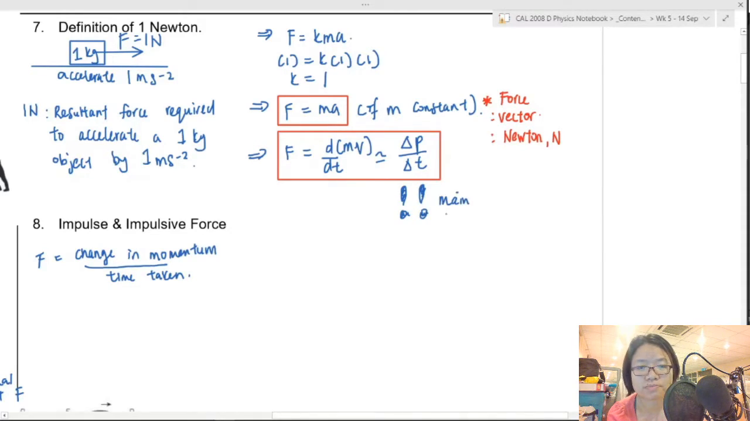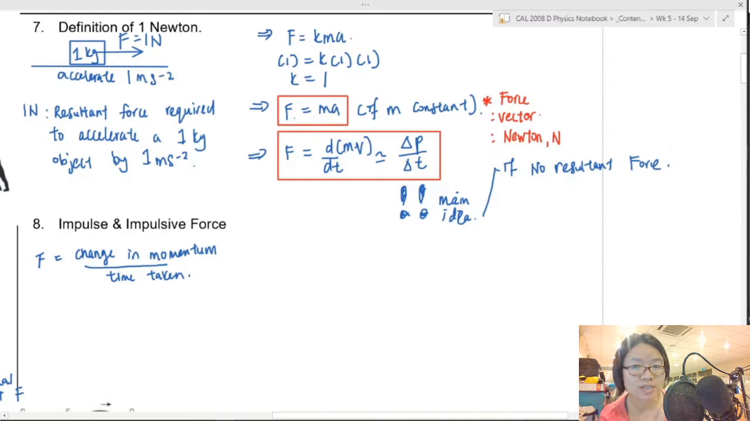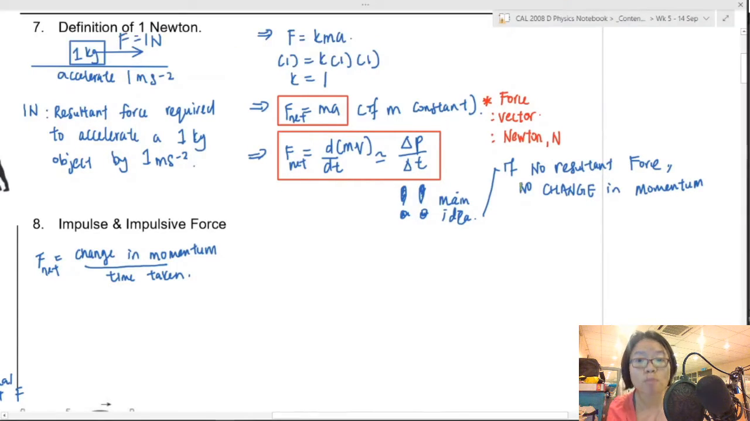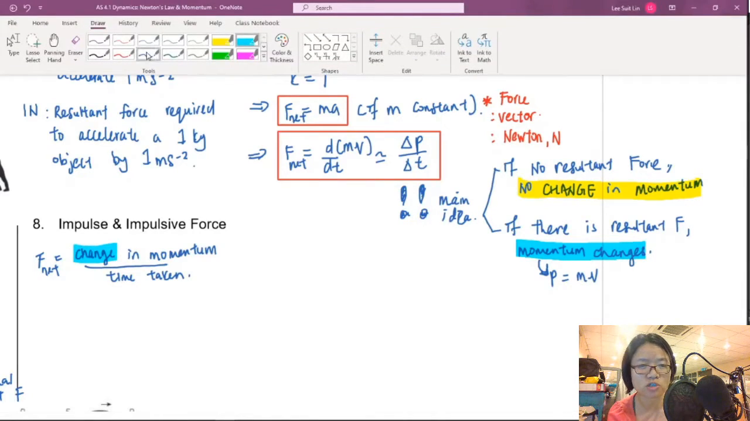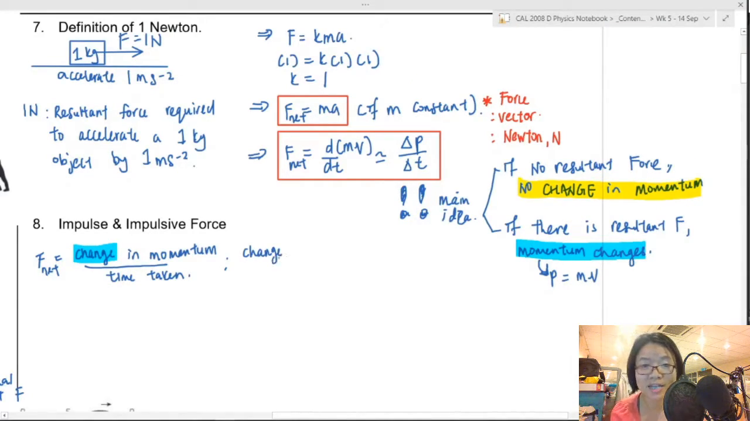Alright. So again, just to tell you, the main idea here is if there is no resultant force, either the forces all cancel out or there's no net or resultant force, then there is no change in momentum. Make sense? Your delta P will be 0. Meaning your motion stays the same. No change in momentum, because change in motion is described as a change in momentum. If there's a resultant force, then your momentum will change. Because momentum is mv. So normally v will change, but in special cases, mass will change together with v. Okay, so we're looking at the change.